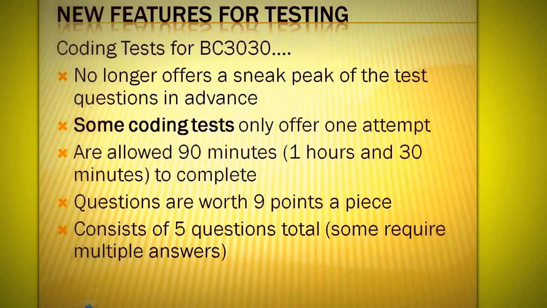Okay, so now for the coding test for BC 3030, some of the features are as follows. We no longer offer a sneak peek of the test questions in advance. Some coding tests only offer one attempt, and you are allowed 90 minutes, which is 1 hour and 30 minutes to complete the test. Each question is worth 90 points, and the test consists of 5 coding questions total, some of which are multiple or require multiple answers.